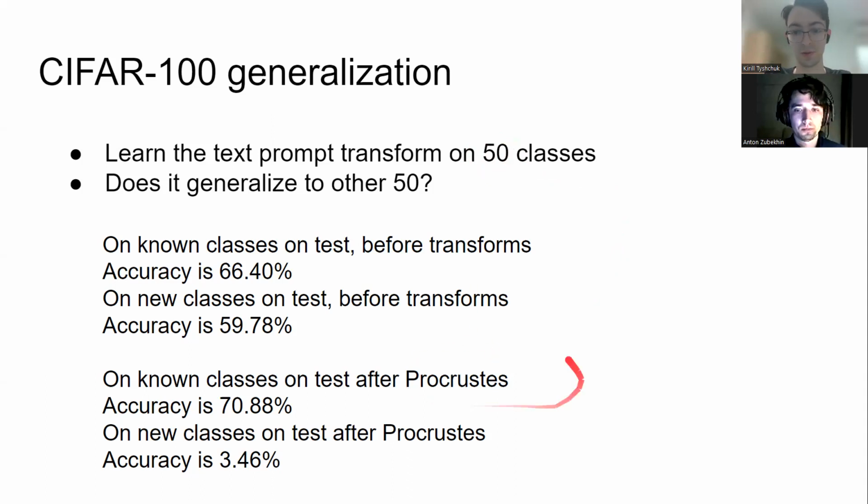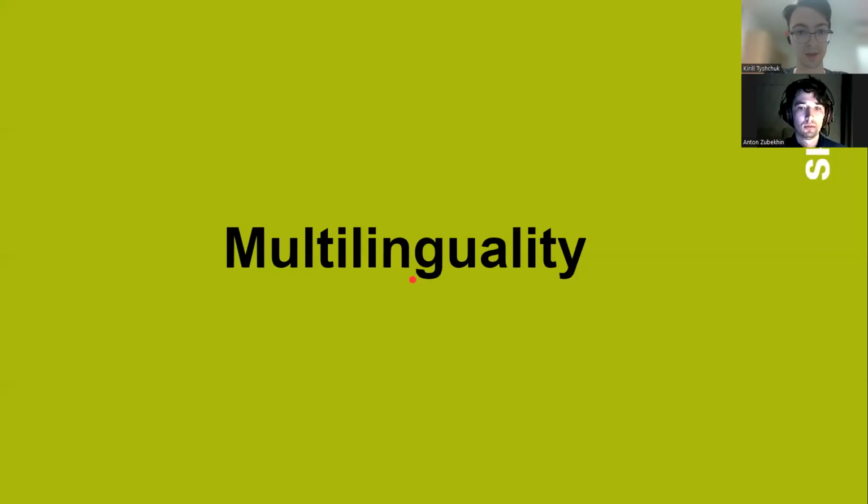Even if we use only orthogonal transformation, we still have a lot of degrees of freedom to mess up the other regions of the space.